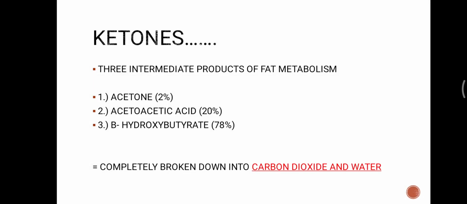So the term ketones represents three intermediate products of fat metabolism, namely, first, acetone that has 2%, number 2, acetoacetic acid that has 20%, and number 3, beta-hydroxybutyrate that has 78%. Normally, measurable amounts of ketones do not appear in the urine because all of the metabolized fats are completely broken down into carbon dioxide and water.